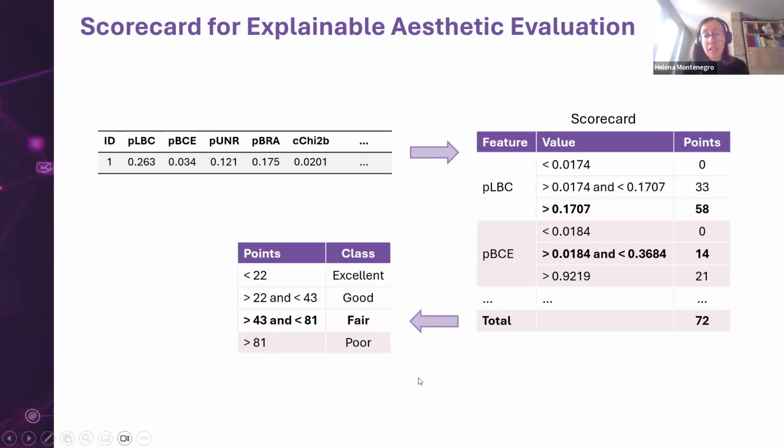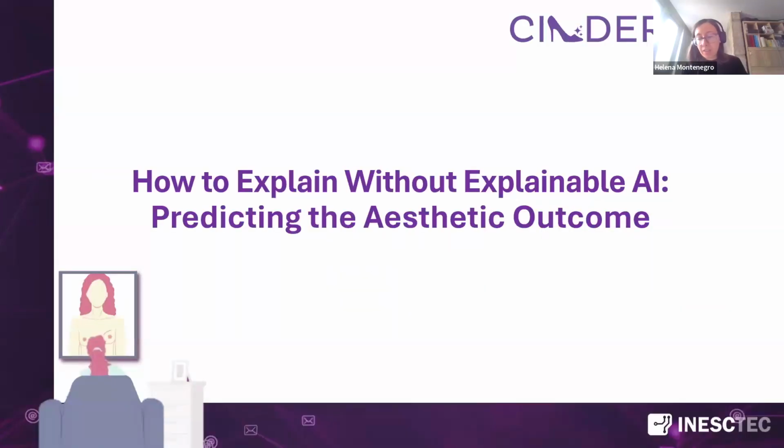In order to explain the prediction, we can simply go back to the lookup table and see which of these features have contributed the most to the prediction. For example, here the LBC, the lower breast contour feature, contributes with 58 out of the 72. It is the most important feature. So this is kind of a concept-based explanation. So this is for the aesthetic evaluation.